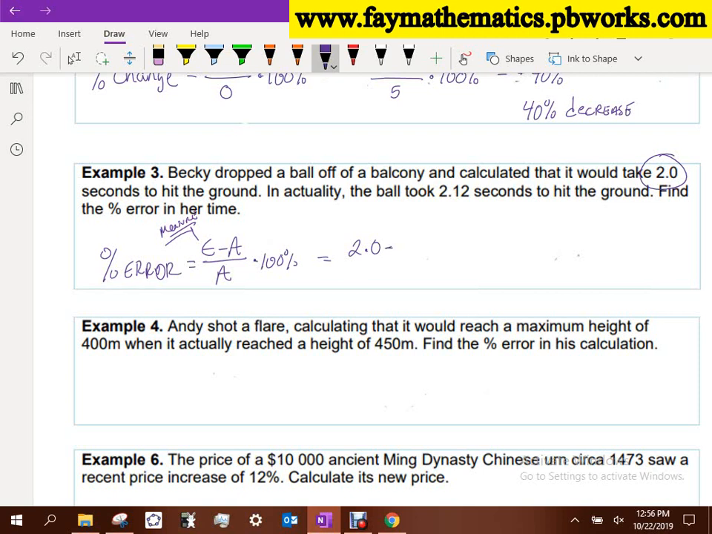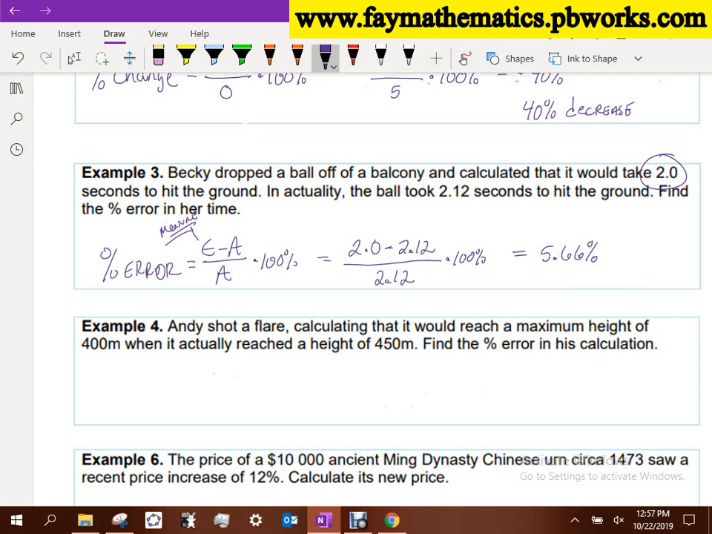The actual value we know is 2.12. We'll divide that by the actual of 2.12. I'll then multiply that by 100%. And when we figure that out, you guys get 5.66% error.